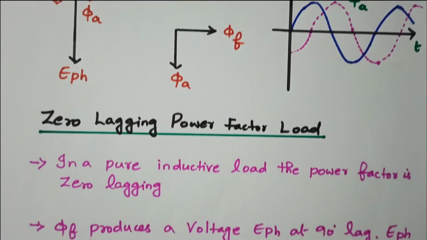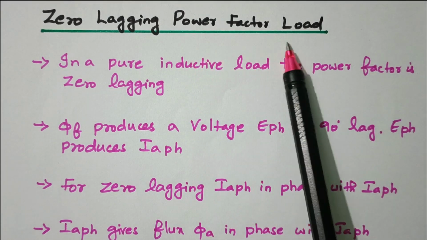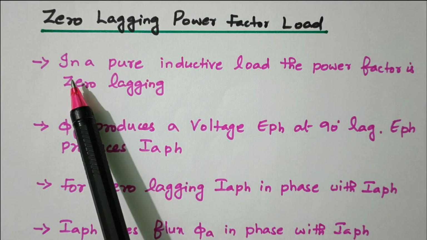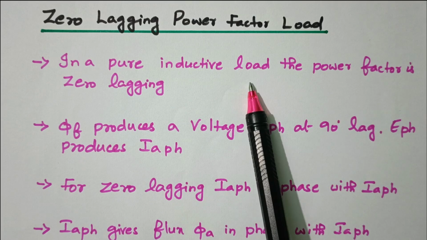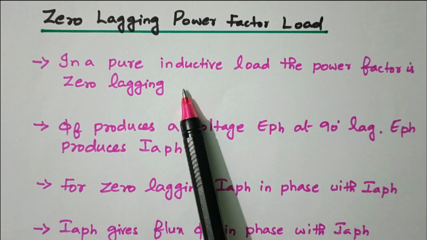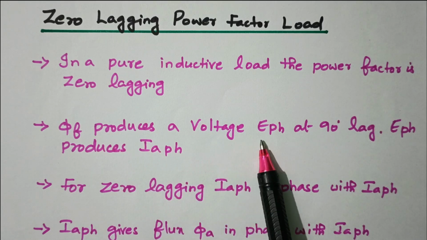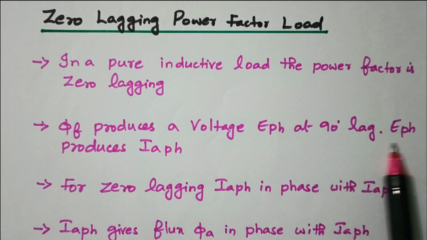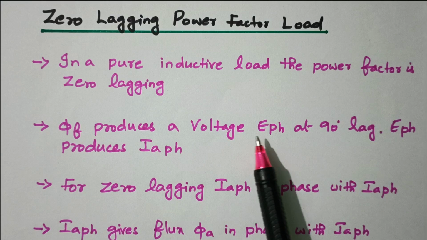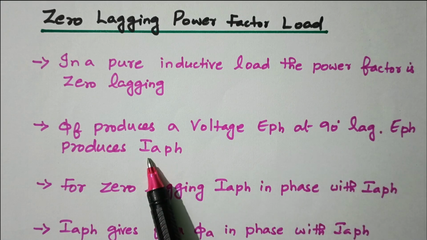Now we'll go to the next type, zero lagging power factor load. Earlier unity power factor, now zero lagging. When it is a pure inductive load, the power factor is zero lagging. We know that in case of inductance, lagging, and in case of capacitance, leading. Phi F produces a voltage E phase at 90 degree lag. E phase produces a current IA phase. Because of E phase, IA phase is produced.